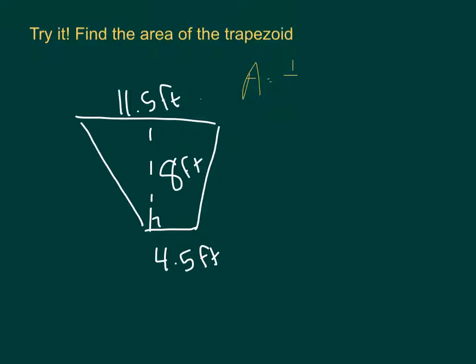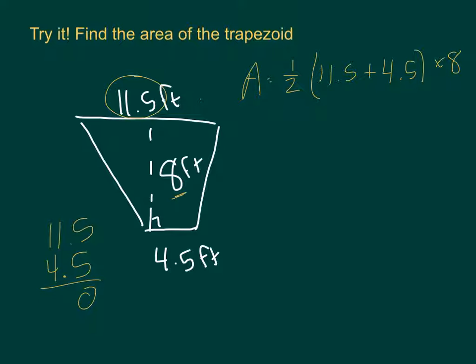Area equals 1/2 times base 1. Doesn't matter which one I put first. Ooh, that would have been a problem if I would have multiplied those. I just need to add them together. Plus 4.5, times 8, which is my height. Okay, I'm going to add 11.5 plus 4.5. This should give me 16. Yep. 16 times 8 times 1/2.